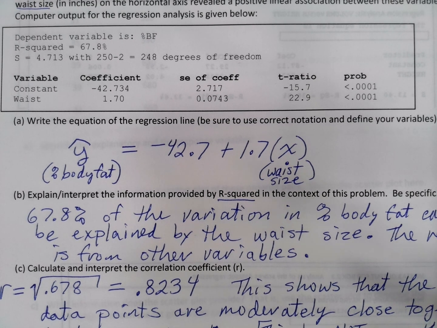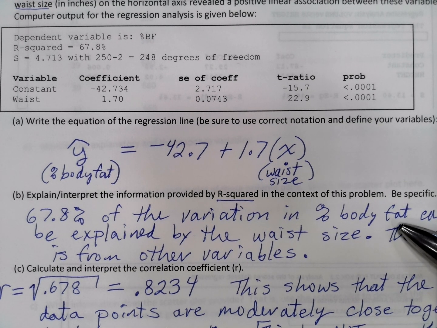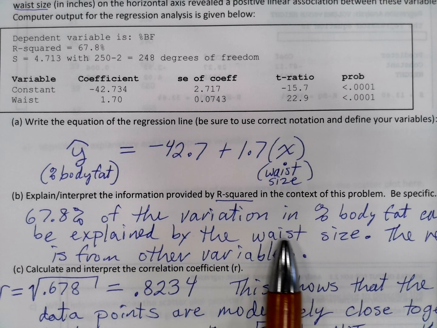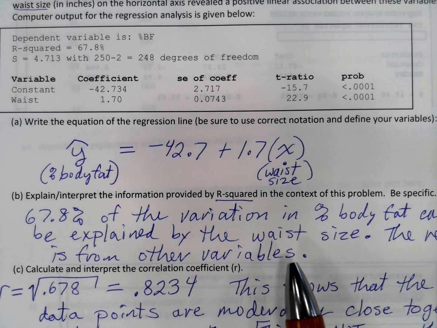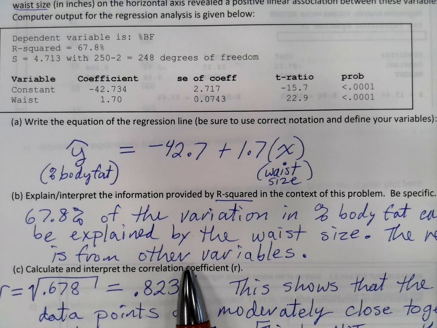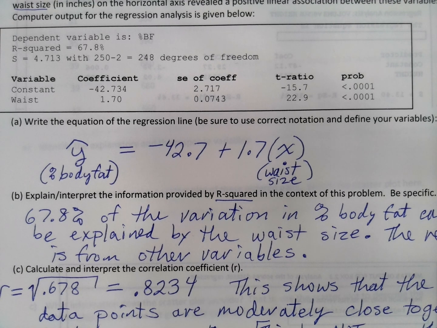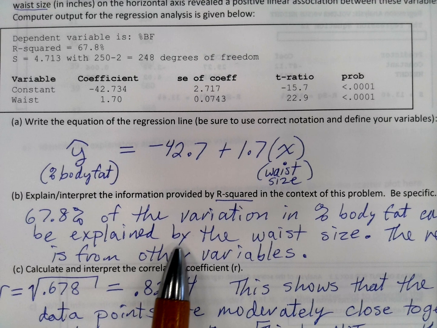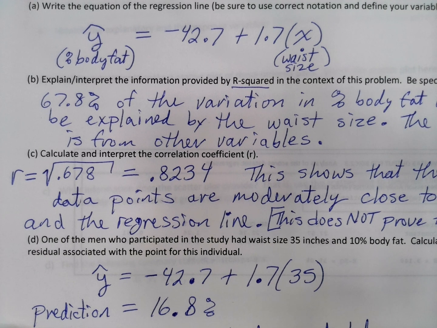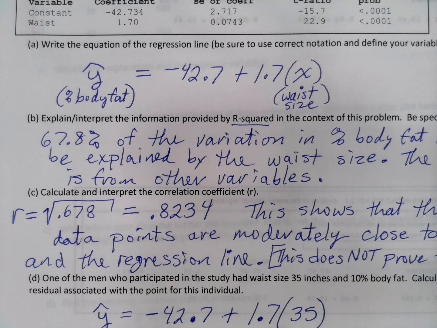You're just saying that we have variation in percent body fat, and by adding on this waist size as my variable, 67.8% of that variation kind of is matched up or controlled by the waist size. The rest is by other variables. Could be diet and exercise and who knows, right? Just your build or your genetics of the person. That kind of stuff. There's a video that explains what r squared is, so make sure you look for that if you don't know. Okay, and then part C, calculate and interpret the correlation coefficient, which is r.